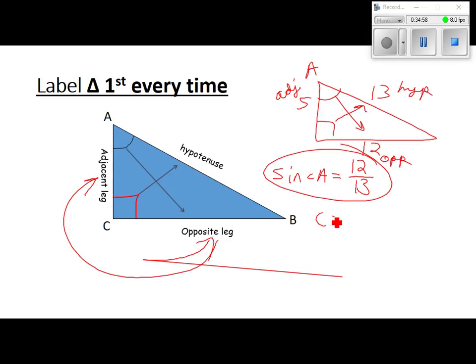What if we wanted the cosine of angle A? What's cosine? That's the CAH part. Adjacent over hypotenuse. What's the adjacent this time? 5. What's the hypotenuse? 13. That's the cosine of that angle. Do we know what angle A is? No, but we know that the cosine of it is 5 over 13. How about the tangent?